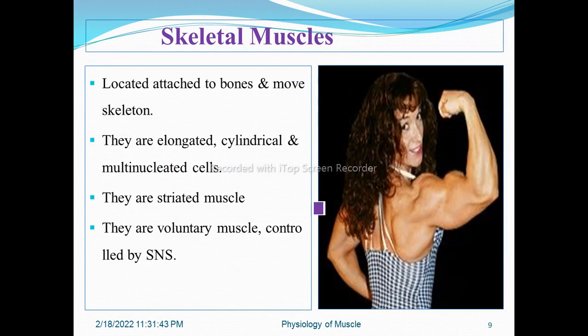Now we are starting skeletal muscles. Skeletal muscles are attached to bones and move the skeleton. They are elongated, cylindrical, and multinucleated cells.